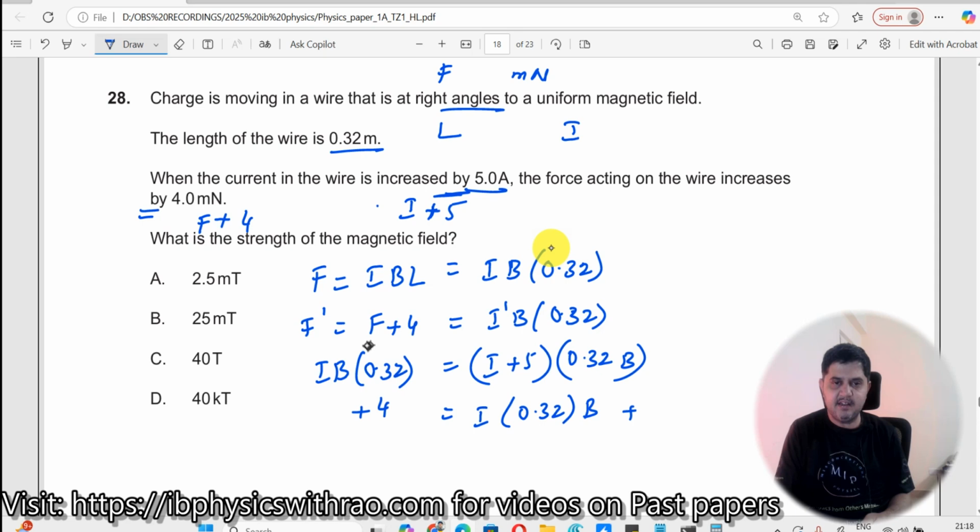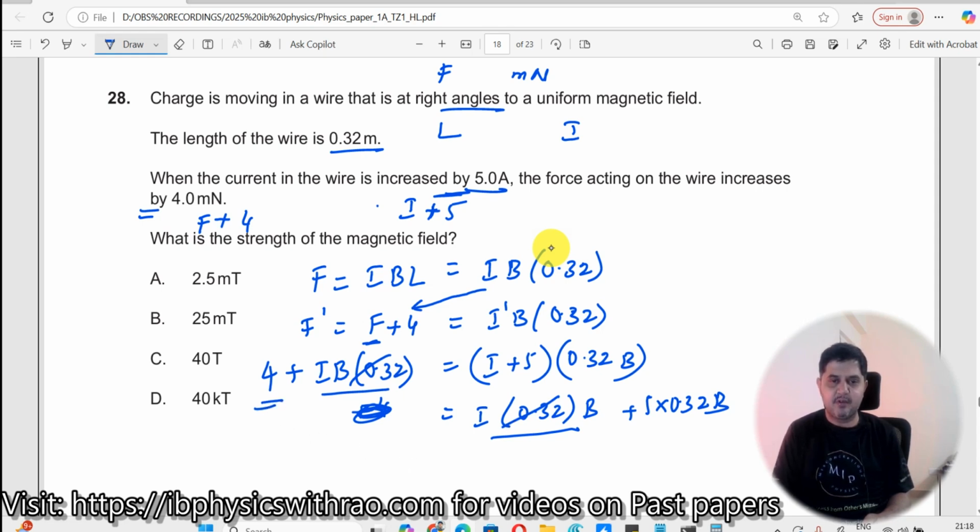If you are not sure, see here. For the value of F, I have substituted this. This plus 4 I missed. Now I have written it: plus 4 is equal to, I'll write it here so it will be clear, I plus 5 into 0.32 into B. Now you see you have IB into 0.32 on both sides. This cancels. You are left with 4 on the left-hand side, and on the right-hand side you have 5 into 0.32 multiplied by B. Get the value of B here.